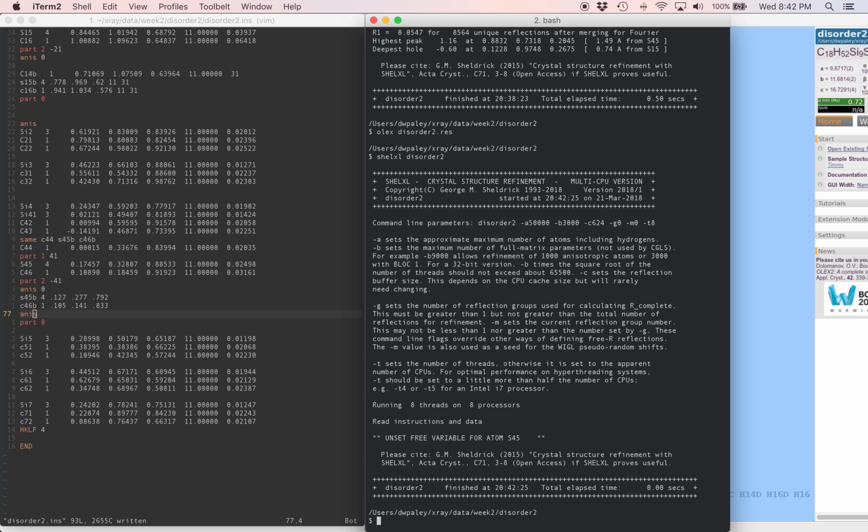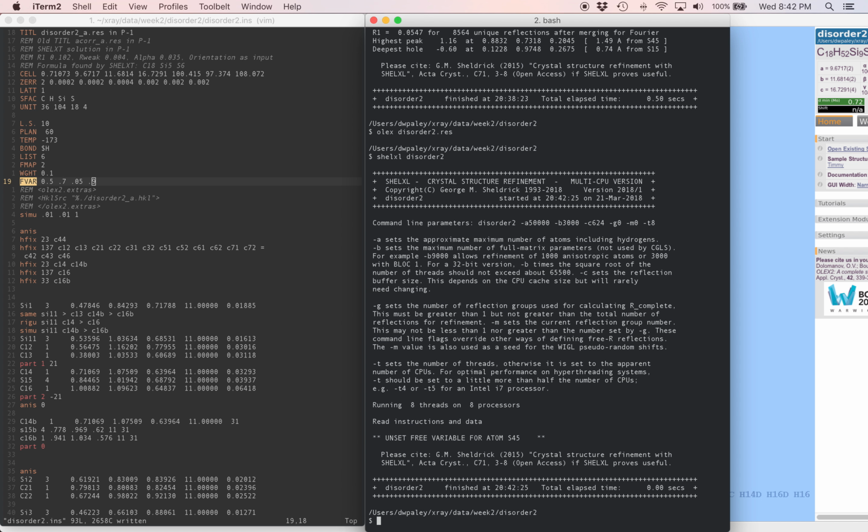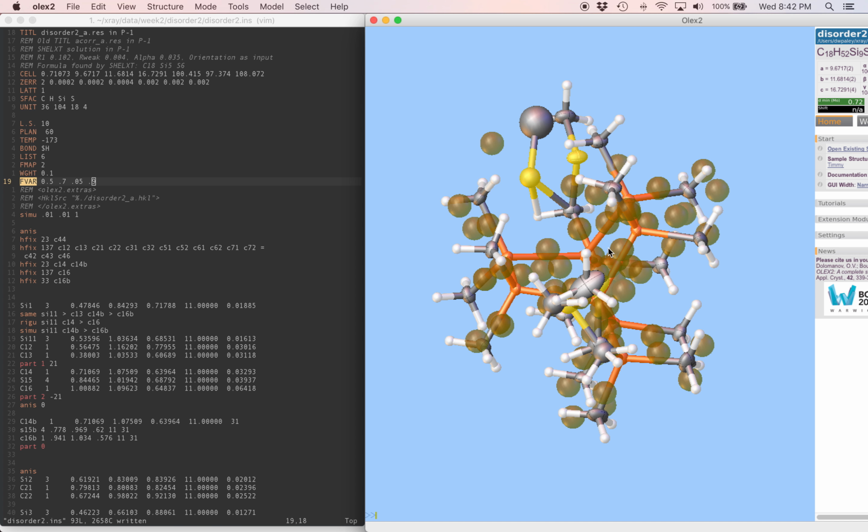Let's try to run this refinement. We didn't set our free variable for atom S45, which is free variable 4. We'll put in a 0.9 here. Let's run this and see what it looks like. This is a good sign. We can see that the highest peak is now 0.43 electrons. It was 1.2 electrons before. Let's take a look at the res file here.